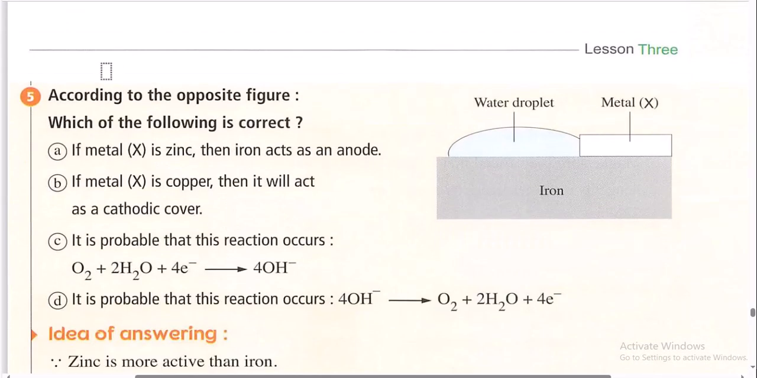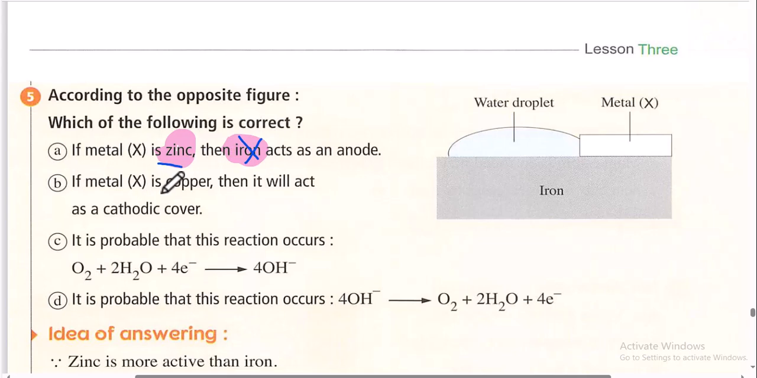Look at this. According to the opposite figure, which of the following is correct? If the metal X is zinc, then iron acts as anode. Now iron and zinc, which is more active? Of course zinc. So zinc acts as an anode, not iron, so it is not correct.